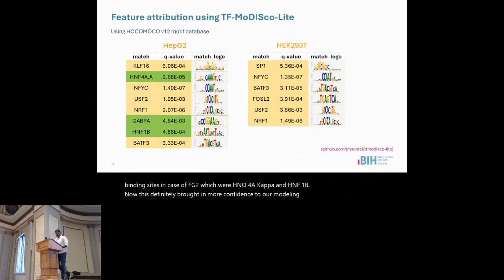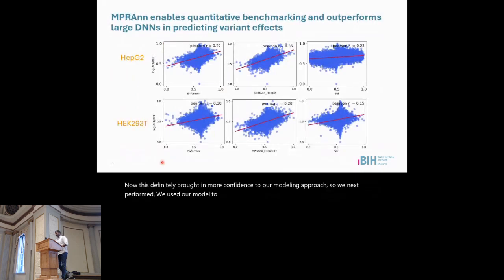Now, this definitely brought more confidence to our modeling approach. So we next used our model to predict variant effect. Now I show you more of a summary slide where we can see that our trained MPRA NN was able to get a Pearson correlation of 36% in the case of HepG2 and 28% in HEK293T. For comparison, we also utilized two large deep learning models, namely Enformer and Sei from DeepSEA, which do not directly predict variant effect, but they claim to approximate variant effect by using certain cell-type-specific features.